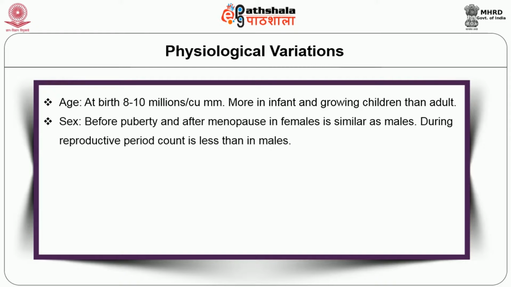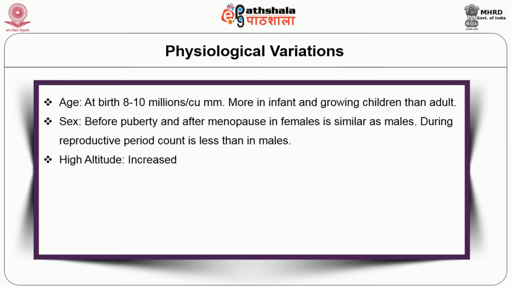Next is sex. Before puberty and after menopause in females, the RBC count is similar to that of males. During the reproductive period of females, the count is less in females than in males. That is, it is 4.5 million per cubic millimeter. Next one is high altitude. The inhabitants of mountains, that is above 10,000 feet from the mean sea level, have an increased RBC count of more than 7 millions per cubic millimeter.